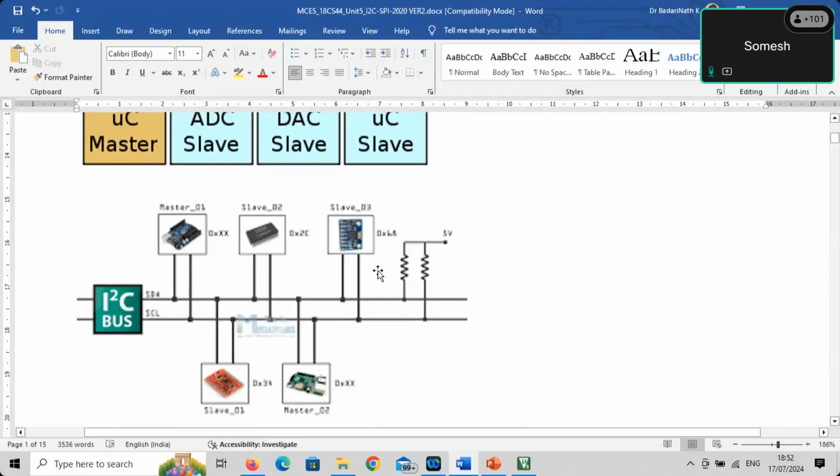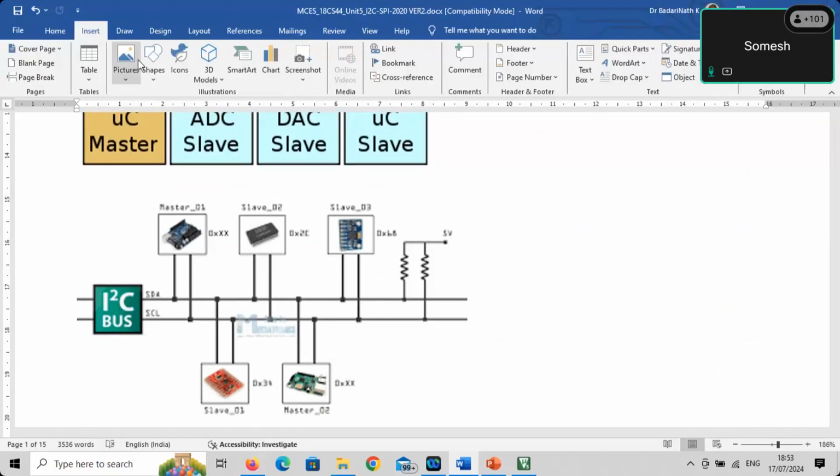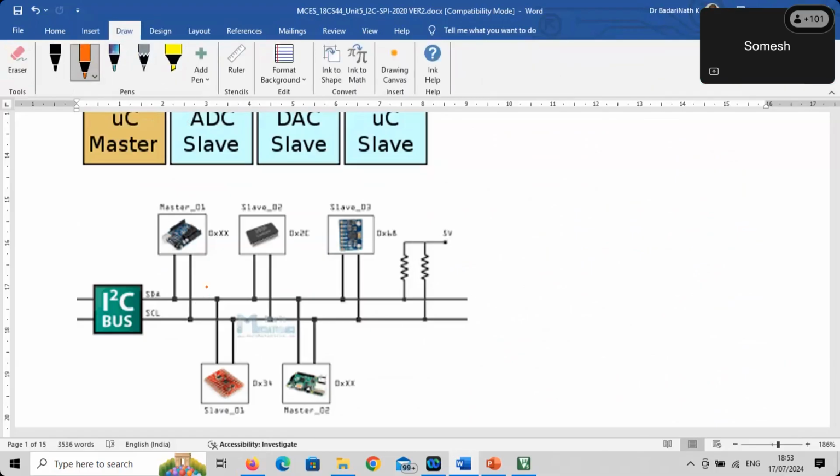I2C supports multi-masters. If you look at this bus, there's one master 01, and another master 02 is available. So you can have many masters, but any one master can be used at a time. I2C also supports multi-slaves. It's multi-master, multi-slave. So how many slaves can exist? In the normal mode, with a 7-bit address, 128 devices can exist in the total architecture.